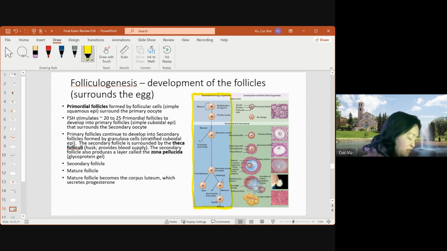So that's what we just covered. Now we're going to cover this side right here, which is follicular genesis. In follicular genesis, in addition to that egg, that oogonia, it's actually surrounded by follicular cells. That follicle is formed by these follicular cells right here. Let me zoom in. Is it too hard to see?